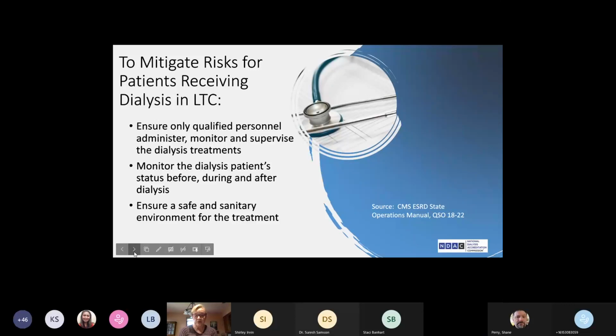So in order to decrease your risk for surveys for patients that are receiving dialysis care in nursing homes, as has been mentioned by both the speakers, it's important that qualified personnel administer, monitor, and supervise the dialysis treatments. That also includes monitoring the patient before, during, and after dialysis, and being sure that the environment is safe and sanitary. Certainly in this time of COVID, as has been mentioned, we really need to be careful about infection control. And anytime care is being observed, hygiene is often a missing element. It's very easy to skip a particular time of hand hygiene. Next slide.